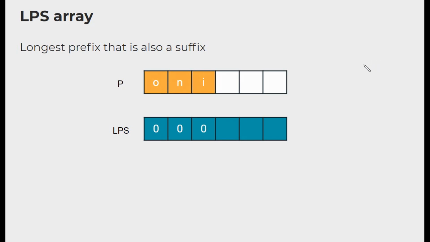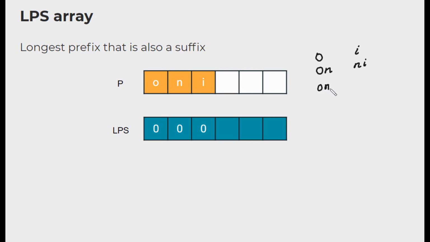If you have trouble understanding this, just write down all possible prefixes and suffixes for this substring. For ONI, O is a prefix. ON is also a prefix. Similarly, I is a suffix. NI is also a suffix. None of these match. There is no prefix that is also a suffix. So that is why we have a 0 here.